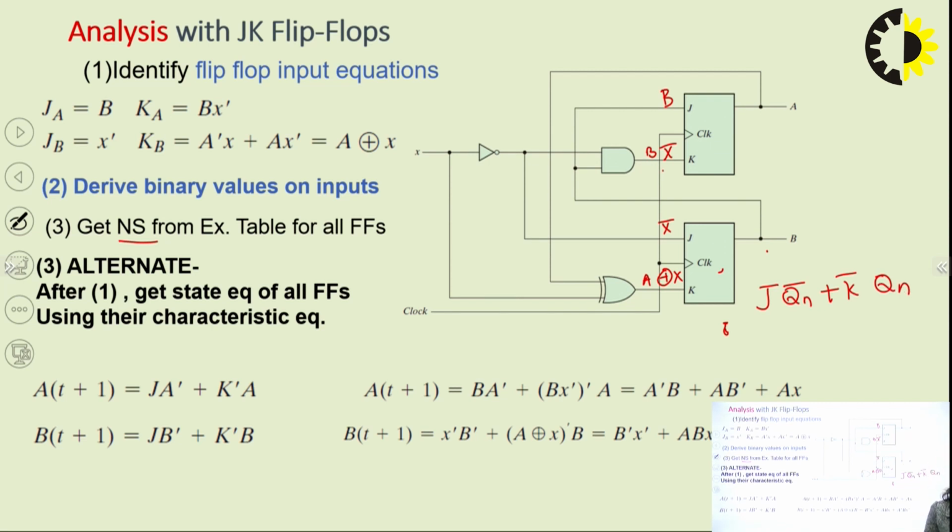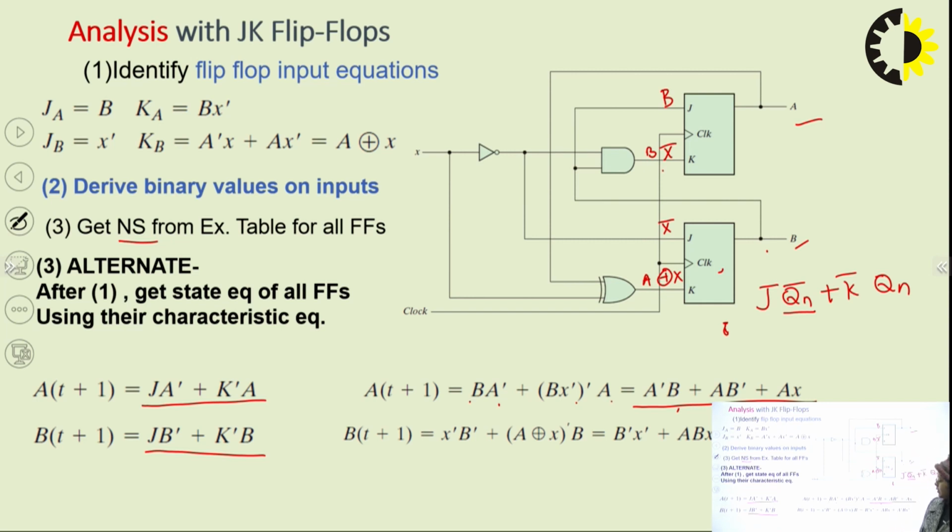So the next state of first flip flop A(t+1), where Qn is the output, which is A and B: J into A bar plus K bar into A, and B(t+1) is J into B bar plus K bar into B. So we substitute value of JA, that is B into A bar, plus K bar, that is (B X bar) bar into A. We open this equation: A bar B plus A B bar.